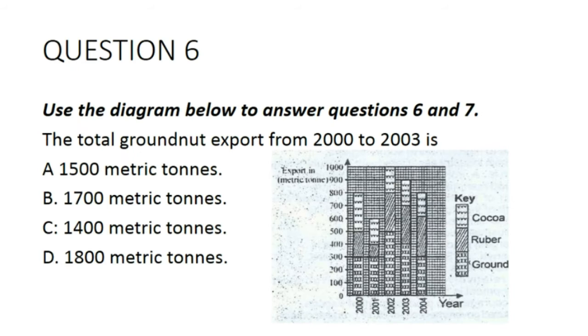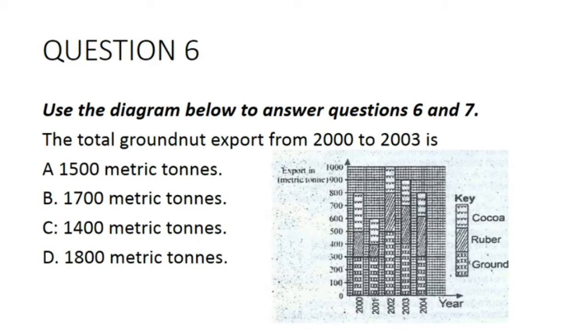Use the diagram below to answer questions 6 and 7. And here is the diagram on your screen. We have our keyword: cocoa, rubber, granite. We have our year and then export in metric tons. In 2000, what was exported? In 2001, what was exported, like that to 2004.